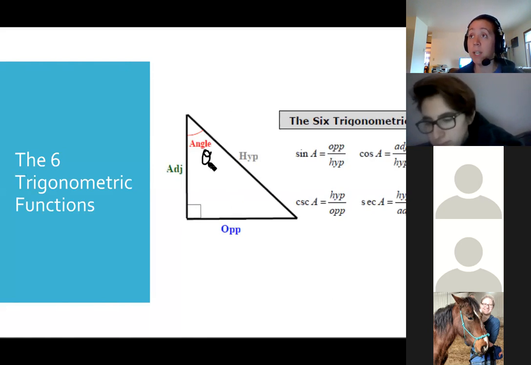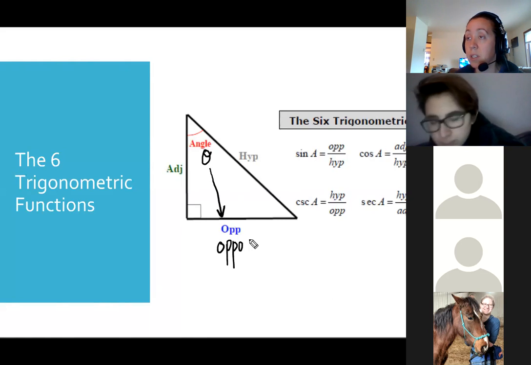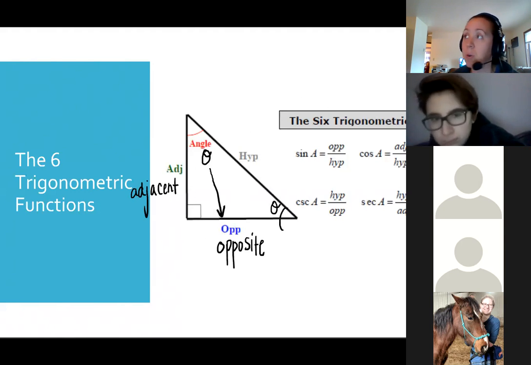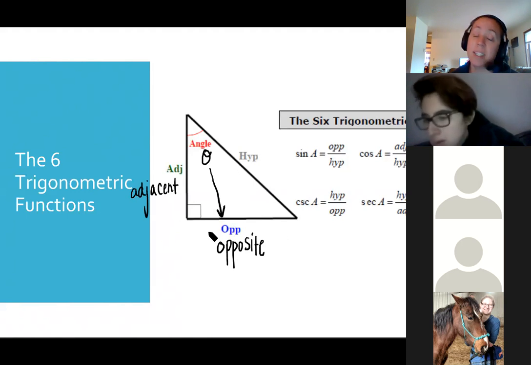And when you have a right triangle, I would first label which side is the opposite side. So here's our angle of focus. The side across from it is our opposite. The side next to it is adjacent. It all depends on where that angle is, because if our angle was here, this adjacent side would turn into our opposite side, but we're focusing on this angle. And the side opposite your 90-degree angle is always going to be the hypotenuse.